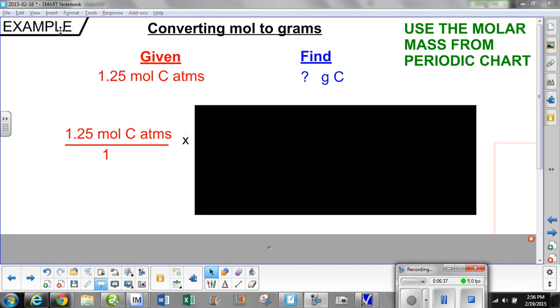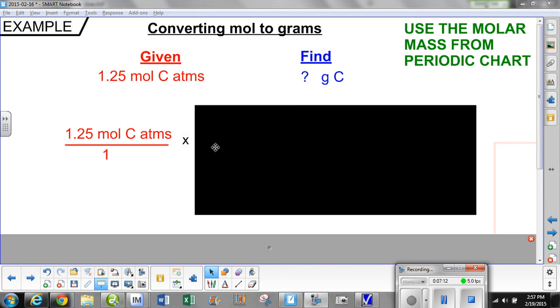All right, Linda, what has to be on the bottom of this fraction? Moles or grams? Okay, which is it? And why did you change your mind? Whatever's on the bottom of this fraction over here has to be canceled. The units have to be canceling this unit. So what's on the bottom?